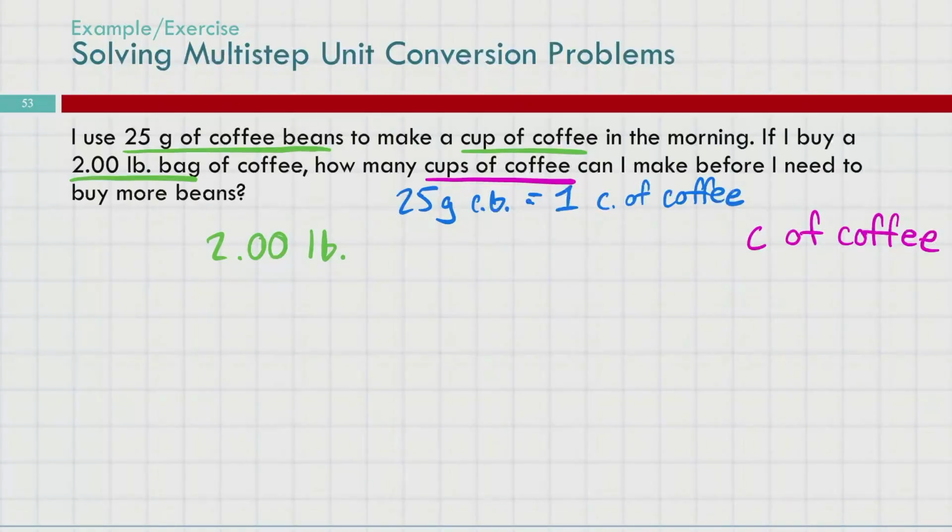Convert grams to pounds. We can convert between pounds and grams. And can we get from grams to cups of coffee? Grams of coffee beans to cups of coffee. Yes, we sure can. That's this secret conversion factor up here.